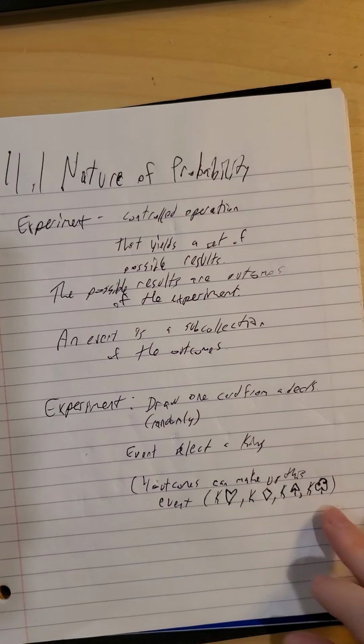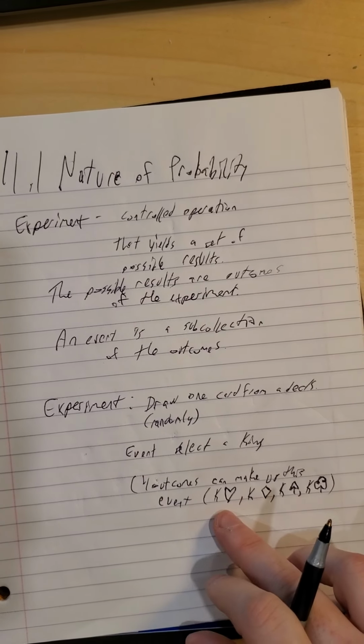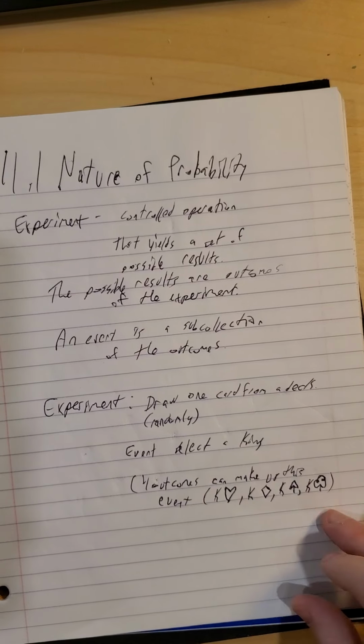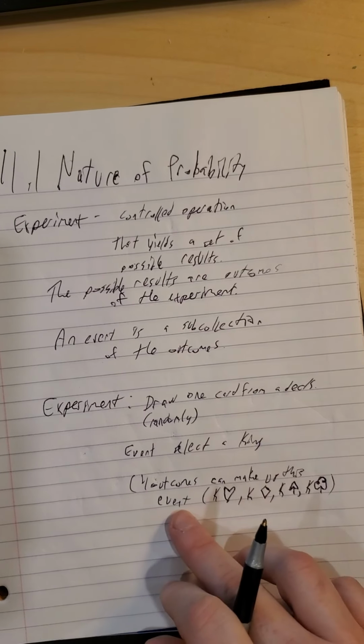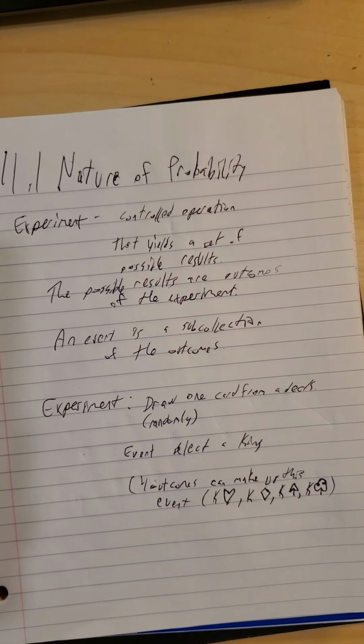So there are 4 different outcomes: king of hearts, king of clubs, king of spades, king of diamonds. Those outcomes make up that one event. Any of those could be part of that one event.